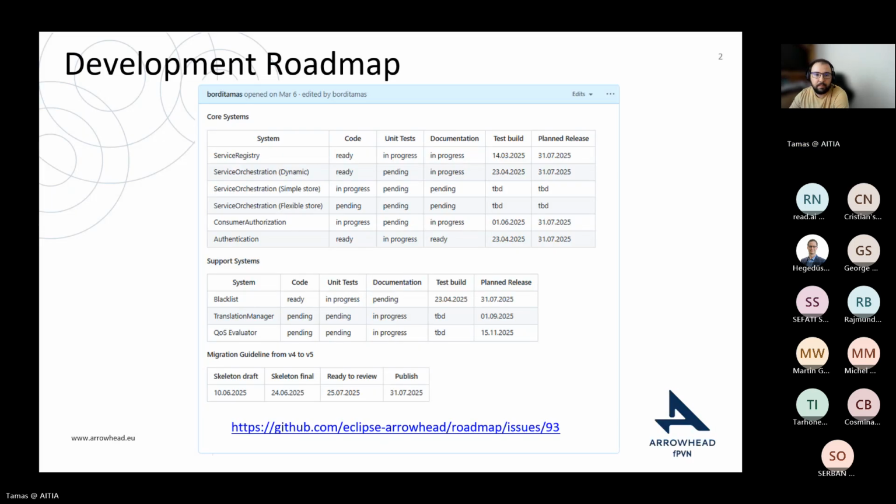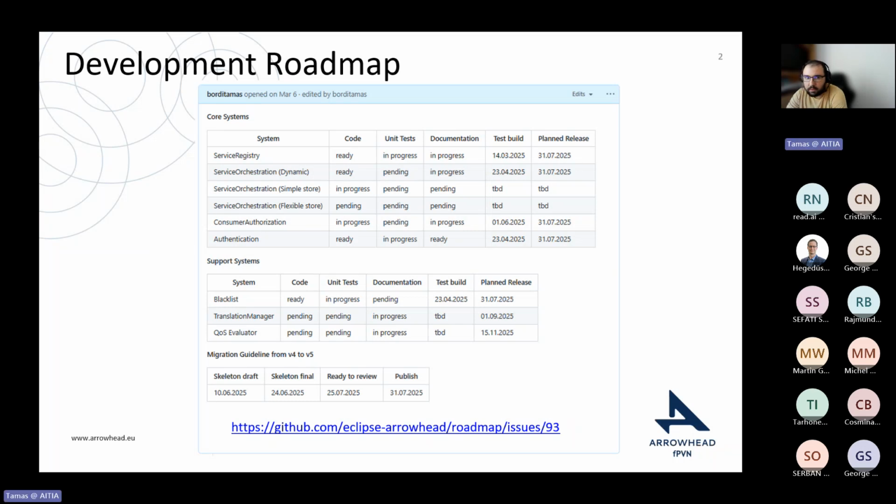So we have a development roadmap, which is public, and you can find it in the Eclipse Arrowhead GitHub organization under the roadmap repository. You can use this link on the slide to find it easily. I will send out these slides after the meeting to the same mailing list where the invitation was also sent to. So you all will have it.